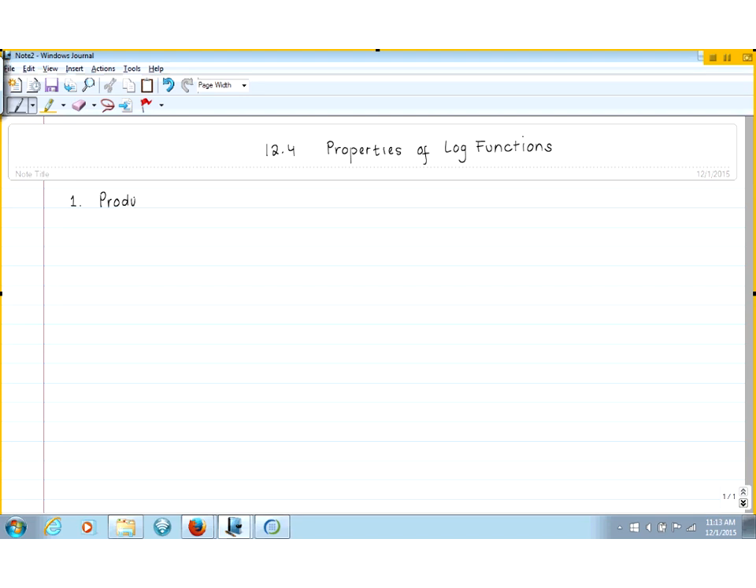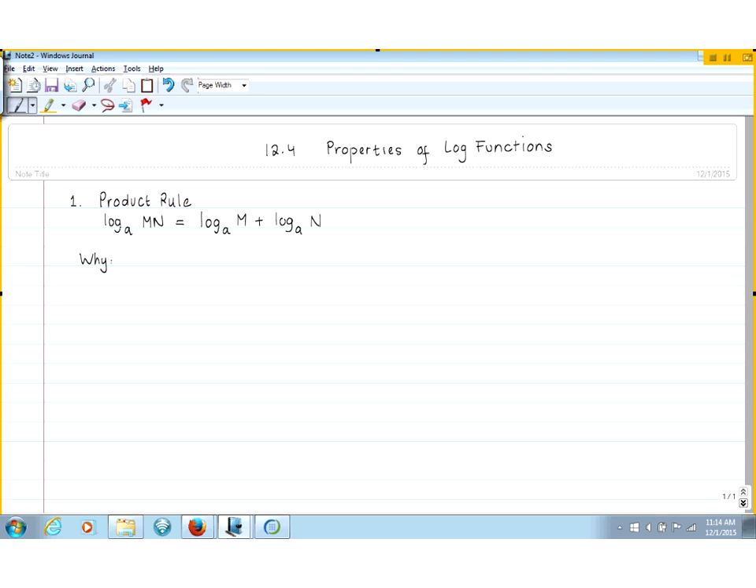So now, this is the product rule. We're talking about the product rule for log. Log base A of mn. So this is a product. This equals the sum of two logs. So this is log base A of m plus log base A of n. Alright. Okay. Yes. Yeah. Do you want to know why?